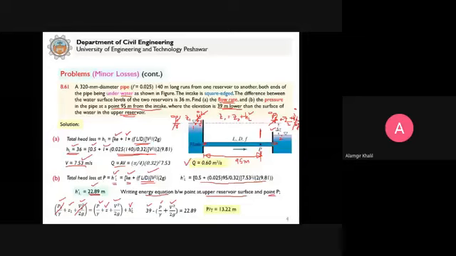So you can calculate the pressure head P by gamma, that is 13.22 meter. If you want to calculate in Newton per square meter, just multiply this with the gamma of the fluid. So the pressure comes out to be 129.69 Newton per square meter. Okay? So this is how we consider the major and the minor losses in the pipe flow, and we solve the problems.